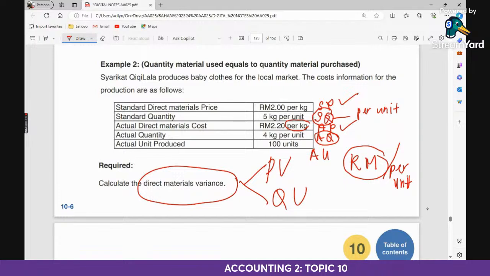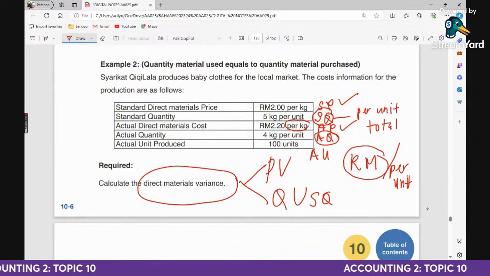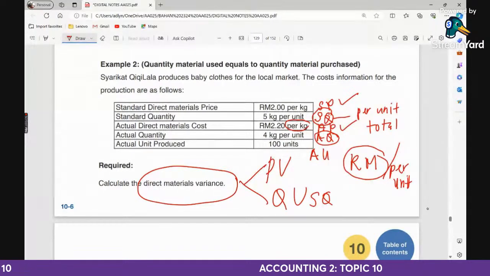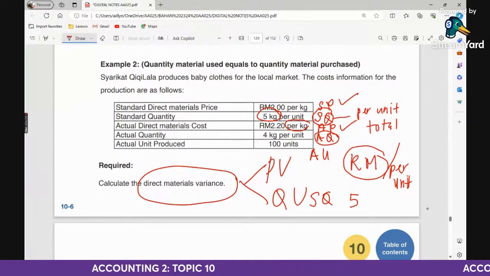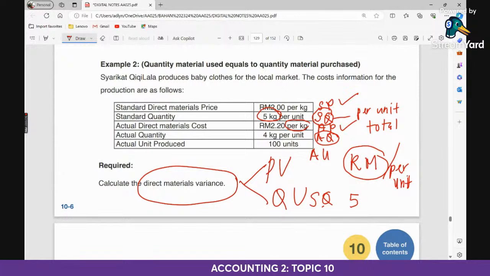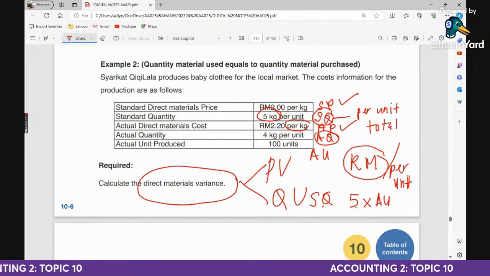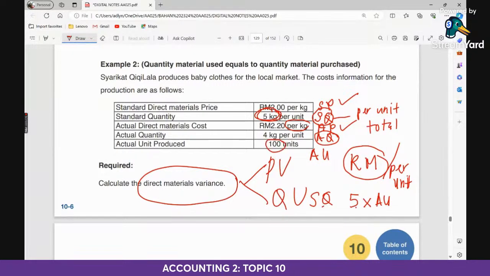Saya kena ambil dalam bentuk total. Maksudnya, kalau standard quantity, unit dia ialah 5 kg. Betul lah? Tapi I tak boleh guna 5 kg masuk dalam persamaan terus sebab SQ ni sebenarnya merujuk kepada total standard quantity. So 5 ni saya akan darab dengan actual unit. So dia akan jadi 5 darab 100.